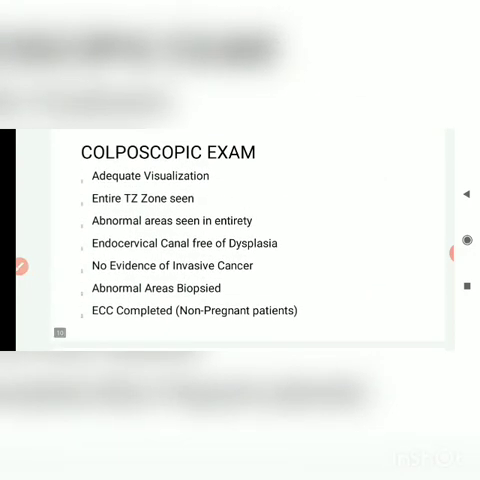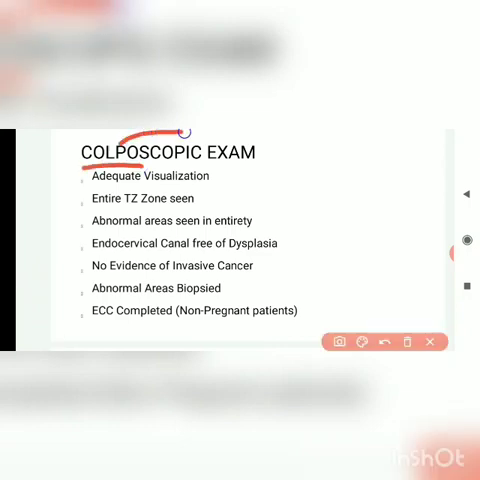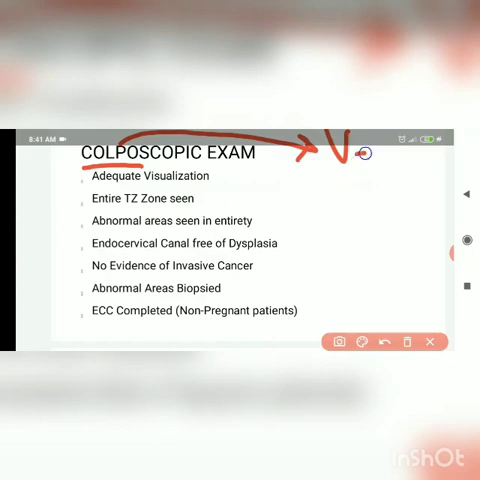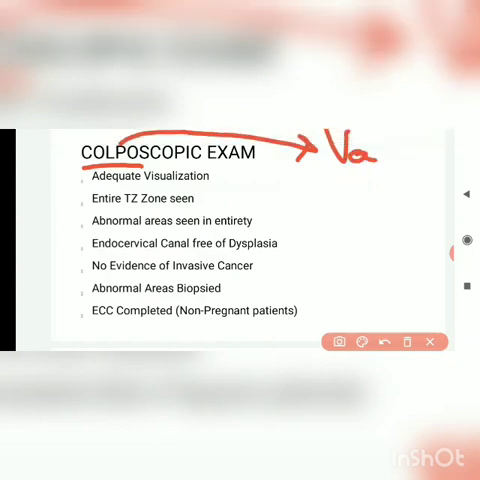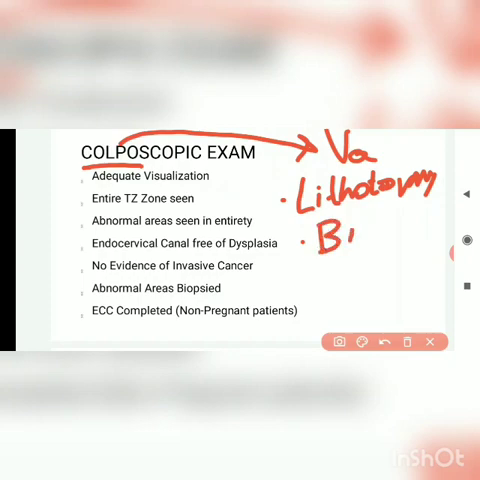Now how to do colposcopy examination? The word colpo means vagina. Now we'll position the patient in lithotomy, and then we'll introduce a bivalve speculum, and we'll focus the colposcope on the cervix.